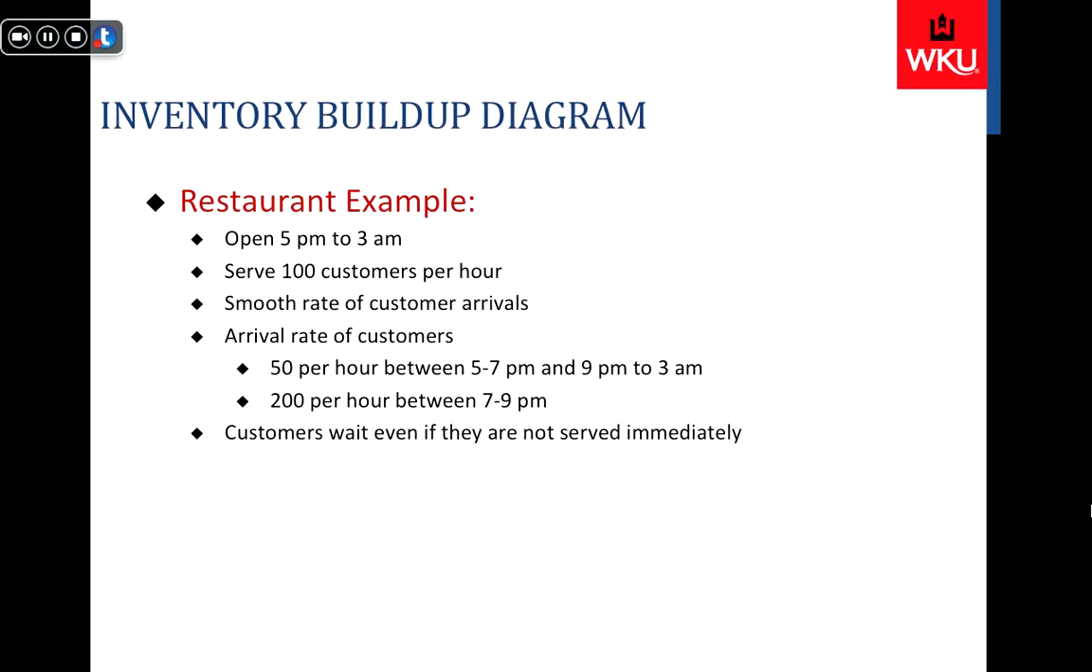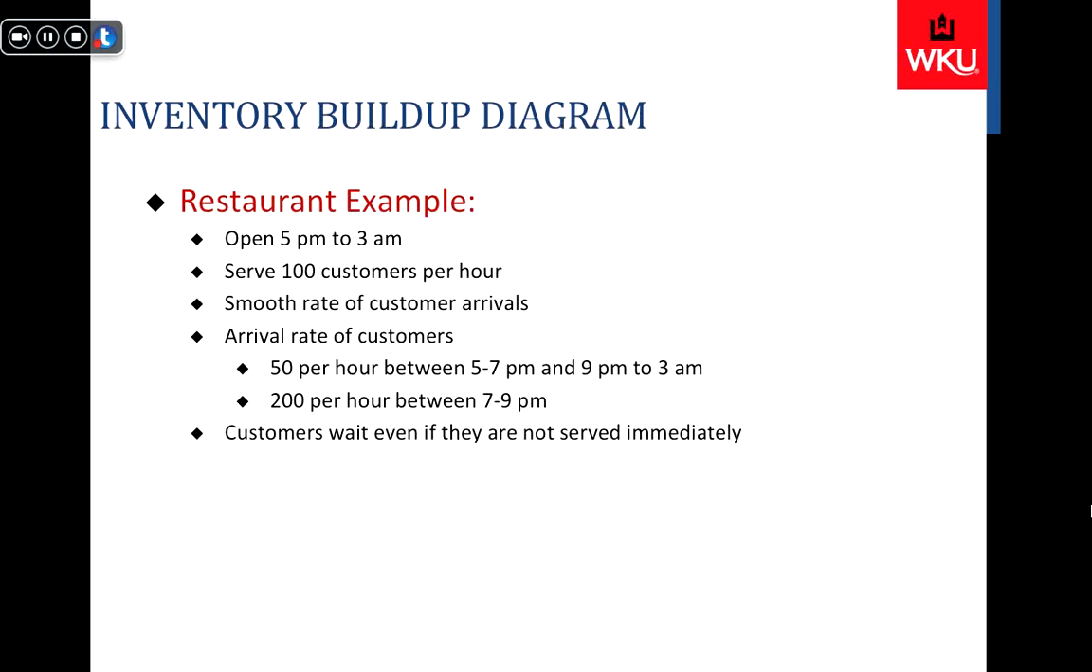Let's say our restaurant is open from 5 p.m. to 3 a.m. and we serve 100 customers per hour, and we have a smooth rate of customer arrivals. So that means we don't have a lot of oscillations, a lot of variability. The demand rate is very smooth, so we're just going to focus on the averages. The arrival rate of the customers is going to be 50 per hour between 5 and 7 p.m. and from 9 p.m. till the restaurant closes. But during dinner time, our demand rate is going to be 200 per hour between 7 and 9 p.m.